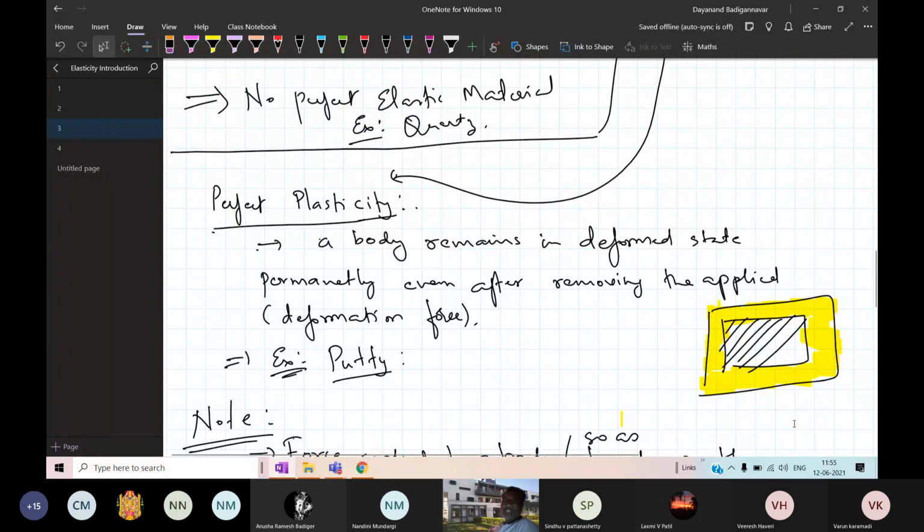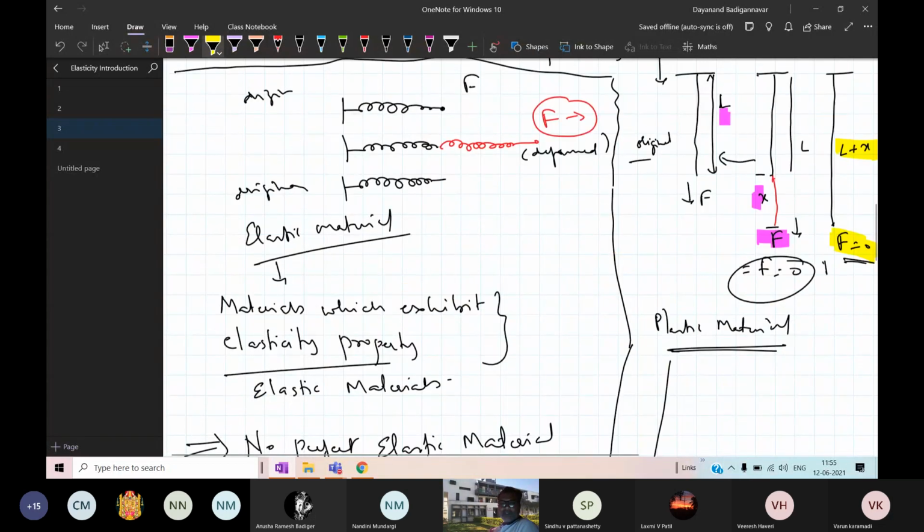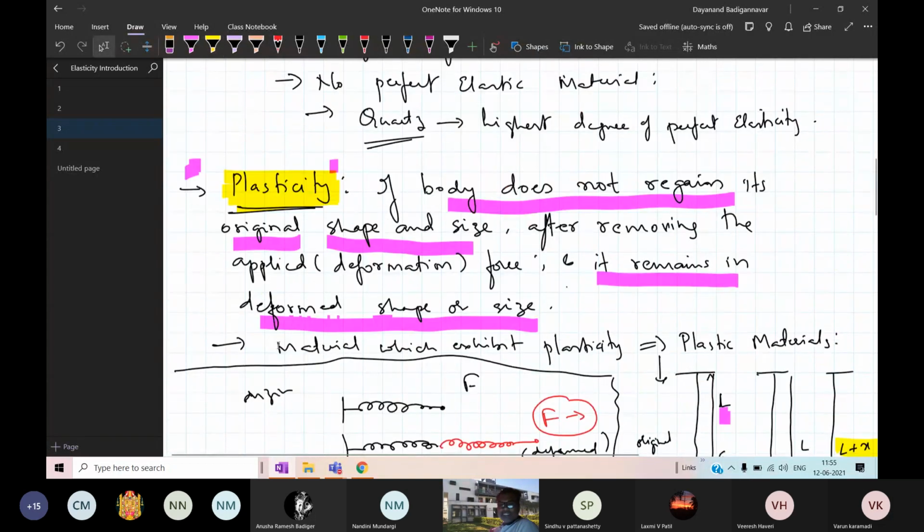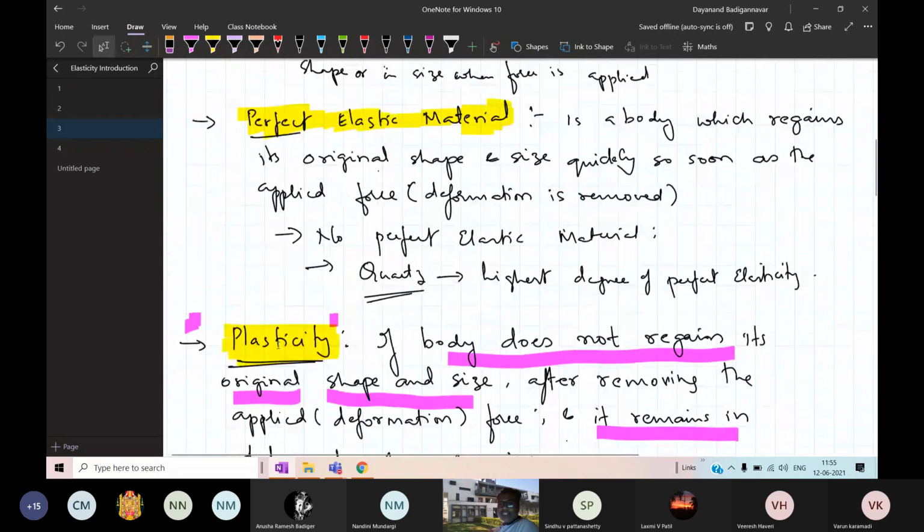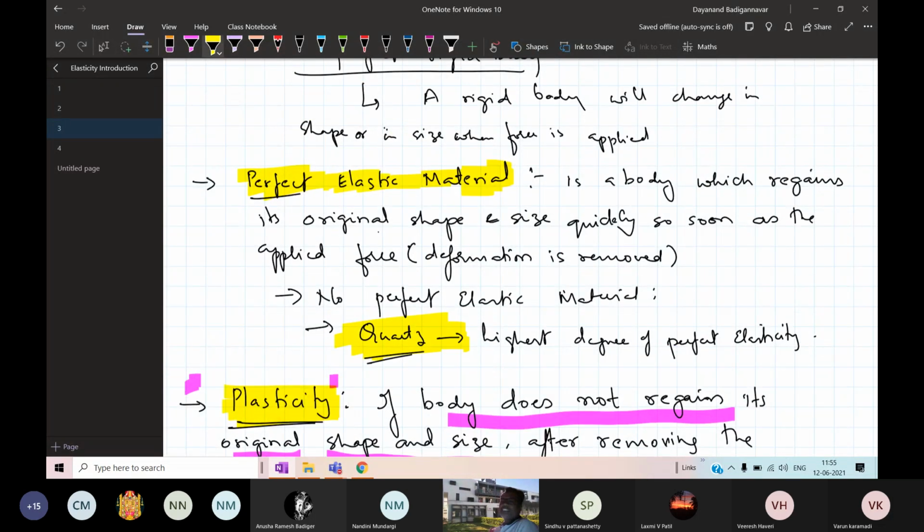Okay, but we can define what is perfect plasticity. A body remains in a deformed state permanently. If it is staying in a deformed state permanently, even after removing the applied force or deformation force, that type of body is called a plastic body or perfect plastic. That example I have given you as a putty. While in case of perfect elastic material, the material which is almost perfect is nothing but quartz.